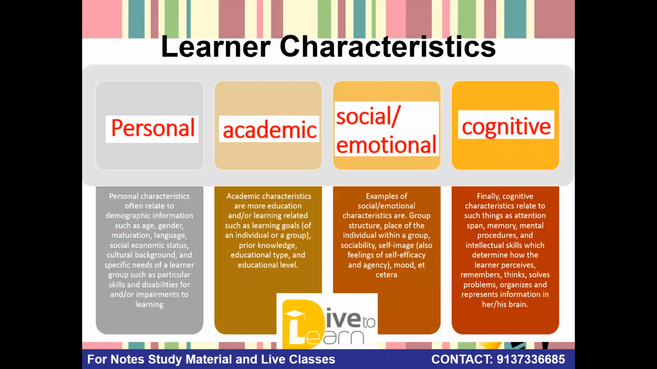So briefly let's revise. When I say cognitive characteristics, it is to do with attention span, memory, mental process, intellectual skills, like how much you can remember, how you understand, comprehend, solve a problem, organize information, all of this in the brain. So these are brain related activities.